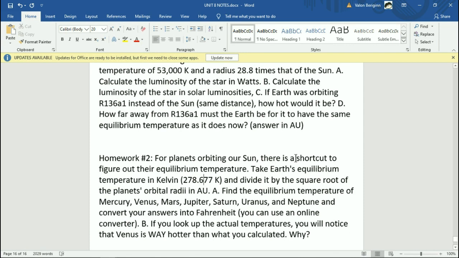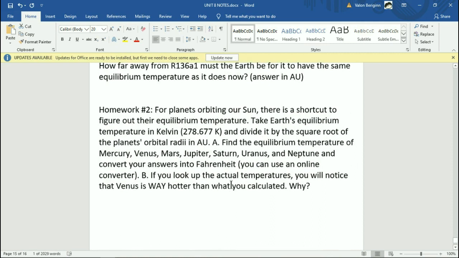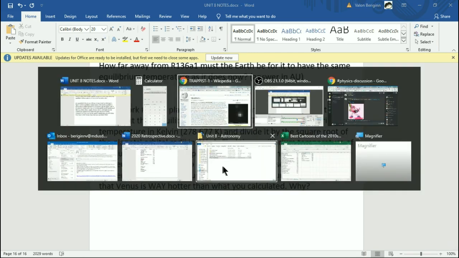So if you have planets just orbiting our sun, there is a shortcut because all of these numbers are the same, right? T sun is the same, our sun is the same because it's the sun. So the only number that actually changes between planets is just this orbit distance. So a shortcut you can do is basically take this number and divide it by the square root of the planet's orbital radius. Okay, so in AU. So for example, I don't know, what is it?